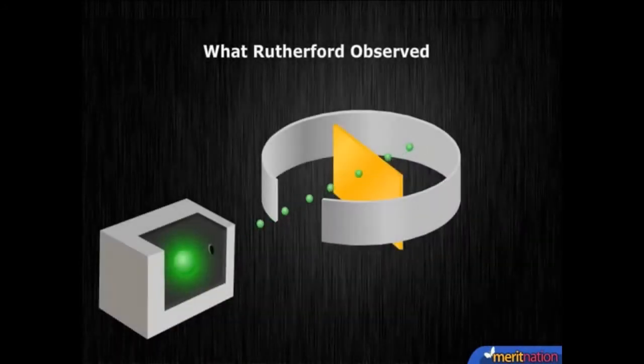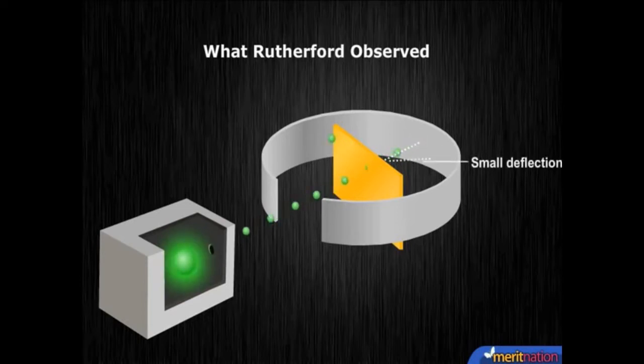The results were somewhat different than expected. Most alpha particles did indeed pass straight through. Some were deflected by small angles, but some were deflected by large angles, and even a few bounced all the way back. The cannonball had been sent back by the tissue paper.